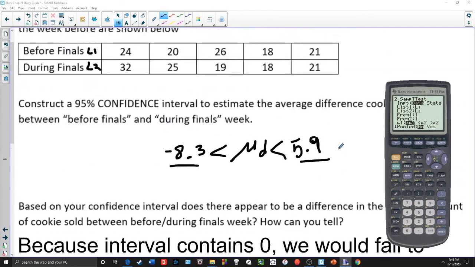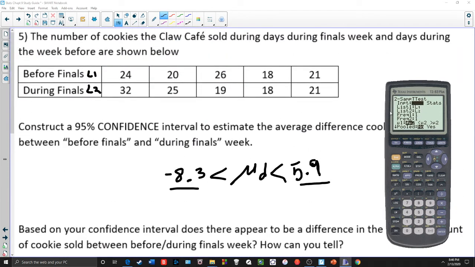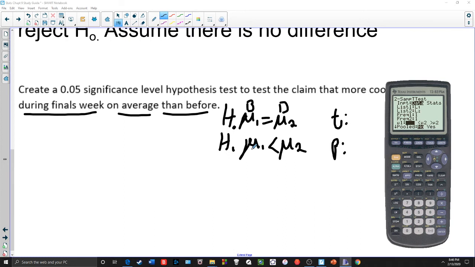So I have all my before numbers entered in L1. I have all my during numbers entered in L2. My frequencies are always going to be 1 and 1. My alternative hypothesis is that the week before finals sells fewer cookies than the week during finals. Or as they say, the week during finals sells more cookies than the week before. So that would be a left tail test. And we're going to calculate.